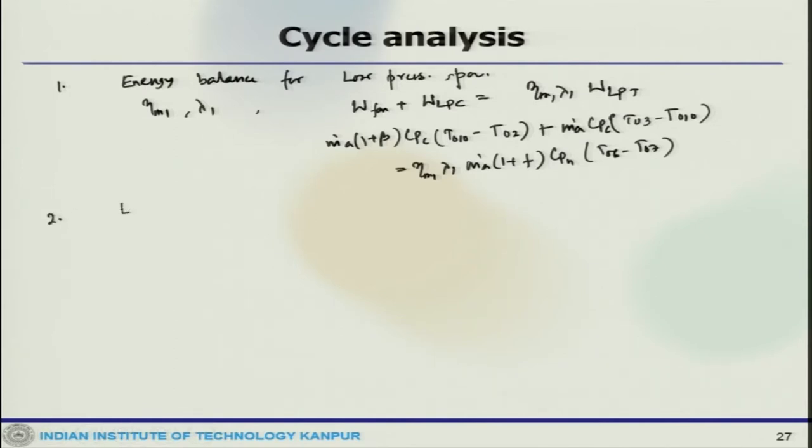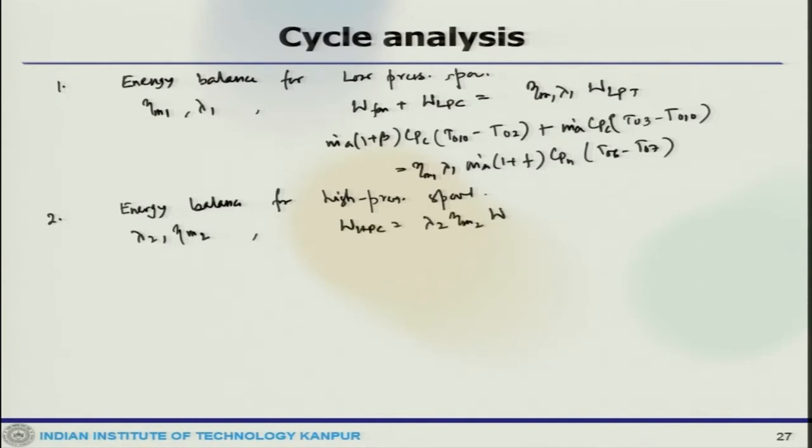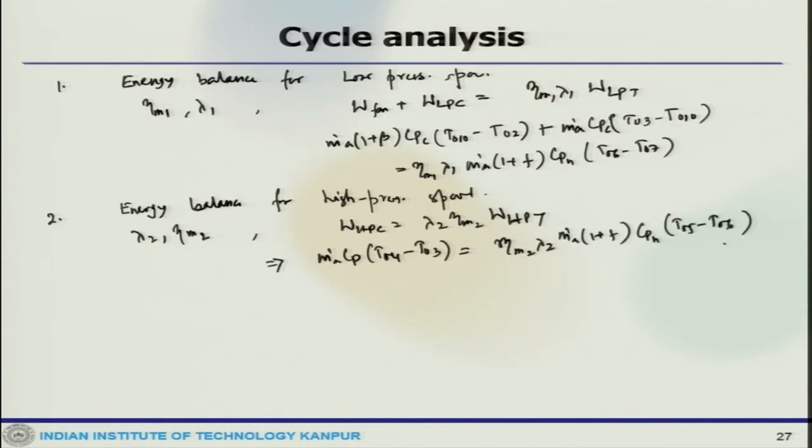Similarly, if we do the energy balance for the high pressure spool, where we consider lambda 2 and eta m2, then we write W HPC equals lambda 2 eta m2 W HPT, which straight away one can write as m dot a CPA (T04 minus T03) equals eta m2 lambda 2 m dot a (1 plus f) CPH (T05 minus T06).